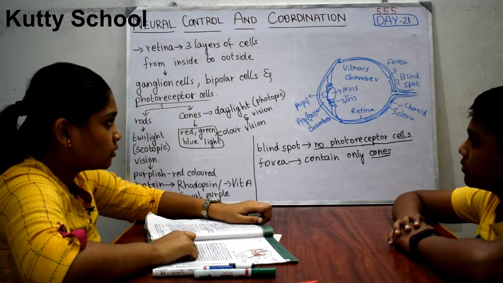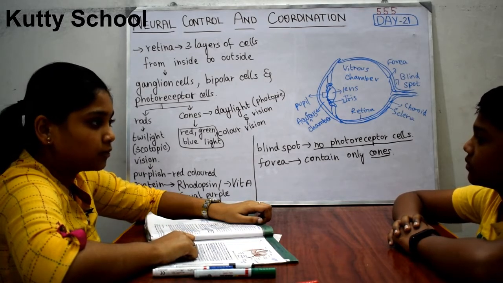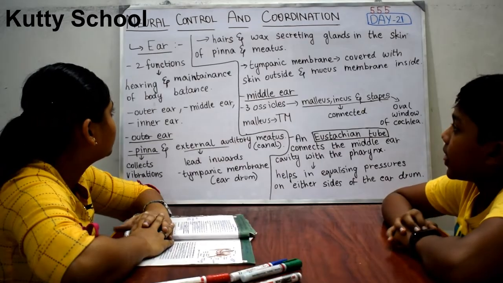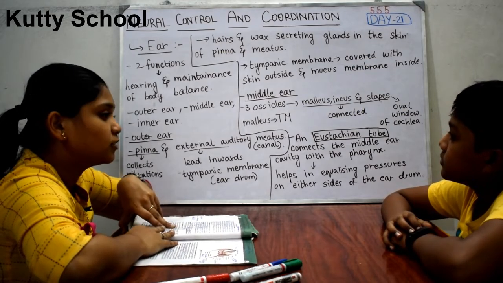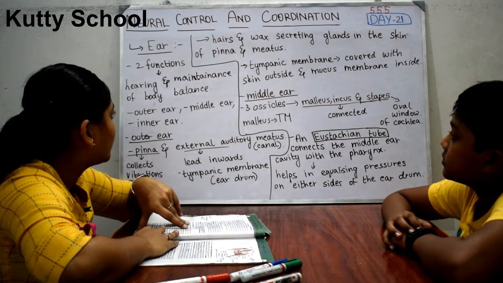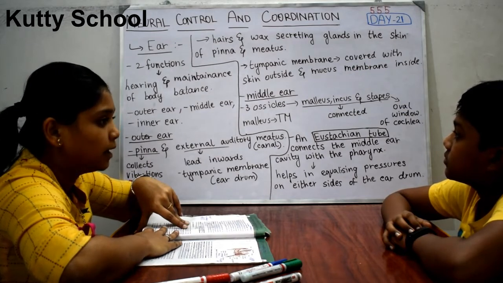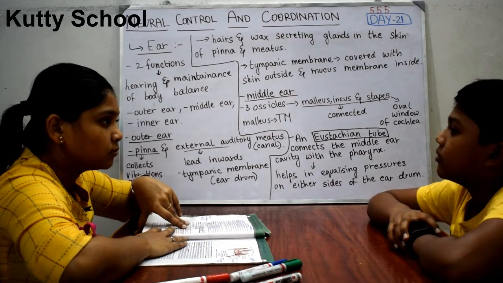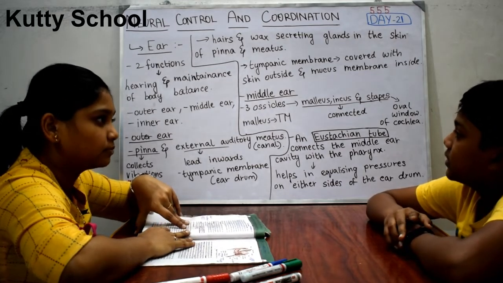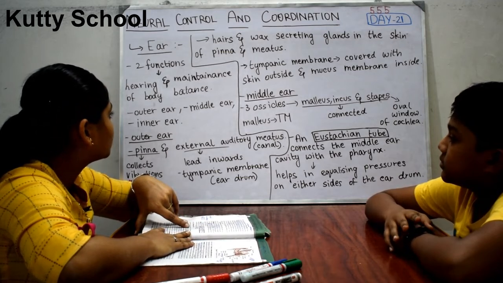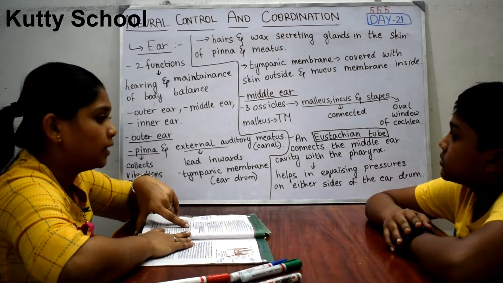Next we will see about the ear. The ear performs 2 functions: hearing and maintenance of body balance. It balances our body. It consists of 3 regions: outer ear, middle ear and inner ear.